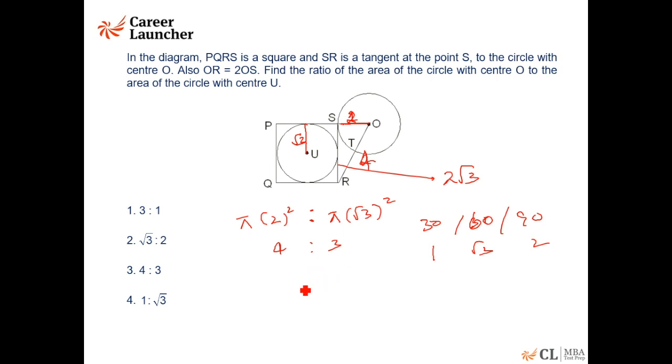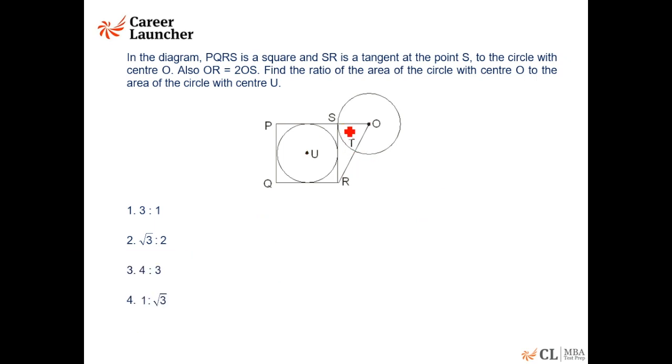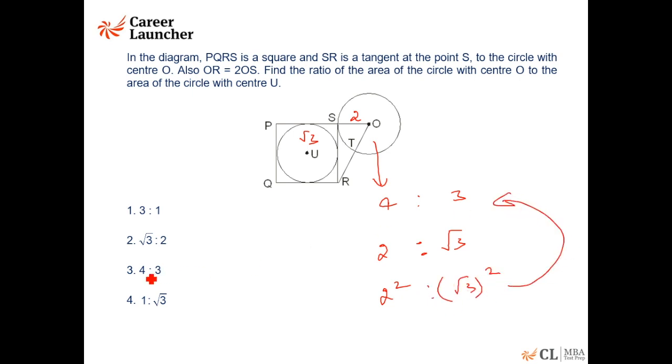Obviously, the other thing you could have said is area is proportional to the square of the side. Since the radii are in the ratio of 2 is to root 3, the area should be in the ratio of 4 is to 3. Area should be in the ratio of 2 square is to root 3 square. So a 30, 60, 90 right triangle, at least you should have used in this question.